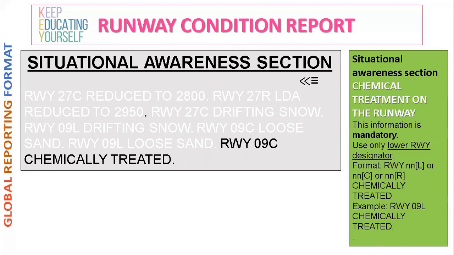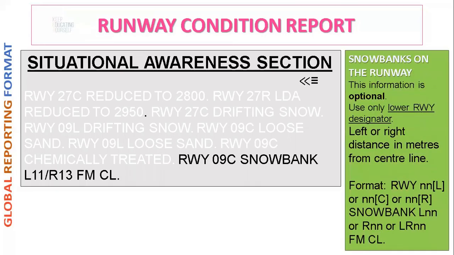Actually, chemical treatments damage the undercarriage of the aircraft. So once this information is available to the pilot, the engineers and the ground staff will immediately take care to keep the undercarriage clear of chemical splashes that come while taxiing. Now the next part is snowbanks on the runway.